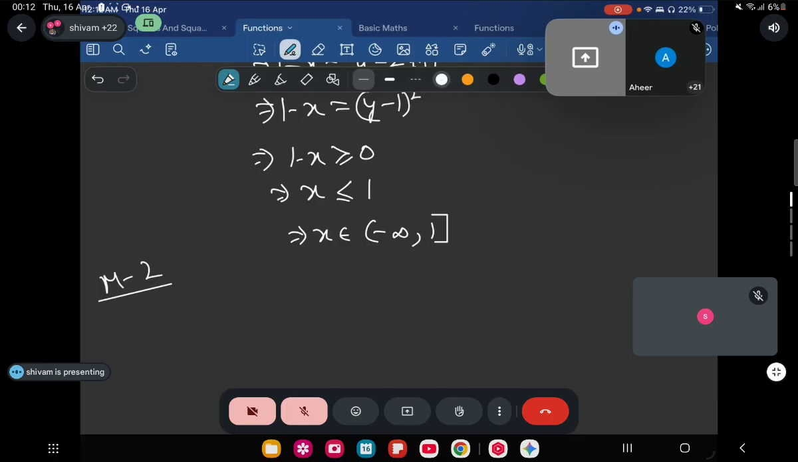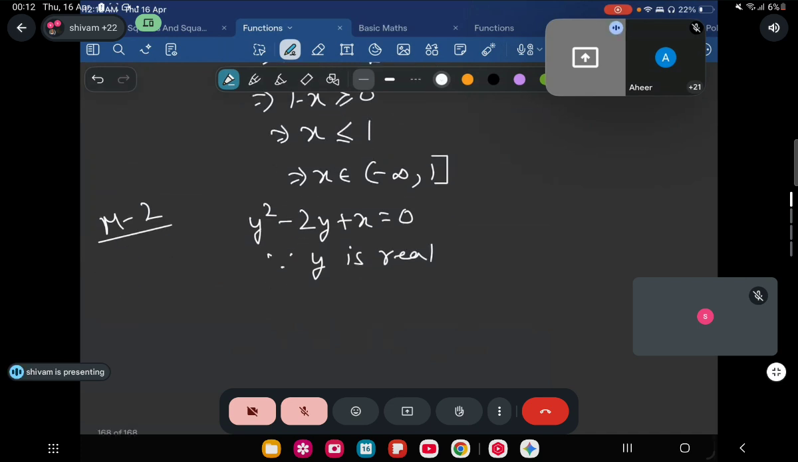Let us take x to the left hand side, you get everything on one side: y square minus 2y plus x equal to 0. Since y is real, we can substitute discriminant greater than or equal to 0. This implies b square, that is 4 minus 4x, must be greater than or equal to 0. This implies x belongs to minus infinity comma 1.